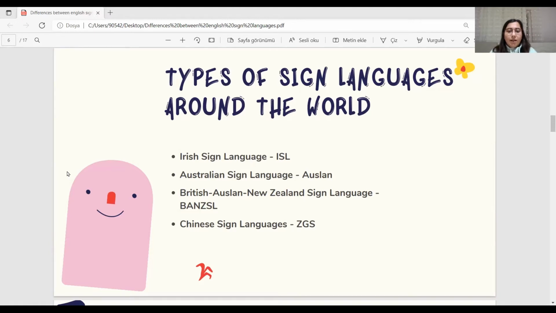BANZSL is used in Britain, Australia, and New Zealand, but it is also used in many other countries across the globe, including South Africa and parts of Canada. According to some scholars, Swedish Sign Language is also part of BANZSL as a descendant of BSL.